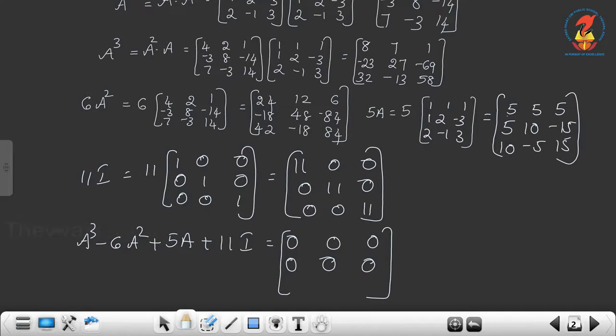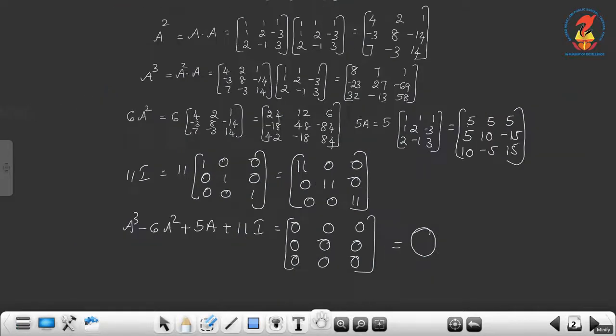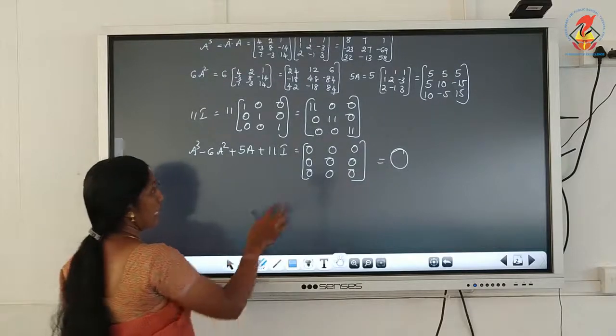Last row, 32 minus 42 plus 10 plus 0, that is 0. Then minus 13 plus 18 minus 5, that is 0. Then last element, 58 minus 84 plus 15 plus 11, that's equal to 0. So this is equal to a 0 matrix. So we proved it. Now from this equation you have to find A inverse.